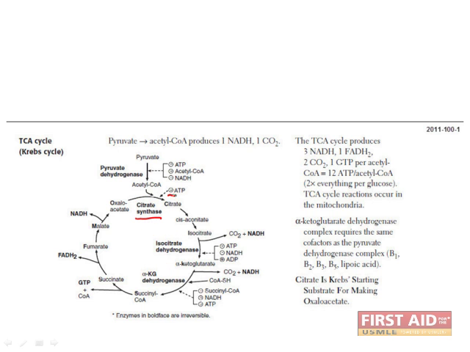Citrate synthase, which can be inhibited by ATP, combines acetyl-CoA with oxaloacetate to form citrate. Isocitrate dehydrogenase, which is also inhibited by ATP as well as NAD and activated by ADP, converts isocitrate to alpha-ketoglutarate. And finally, alpha-ketoglutarate dehydrogenase converts alpha-ketoglutarate to succinyl coenzyme A.